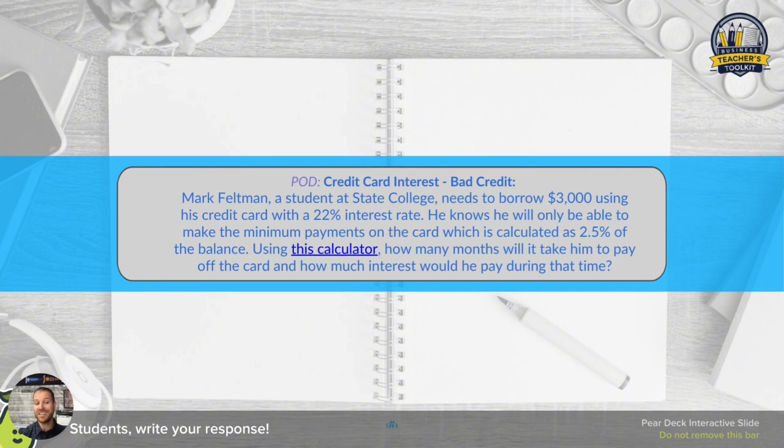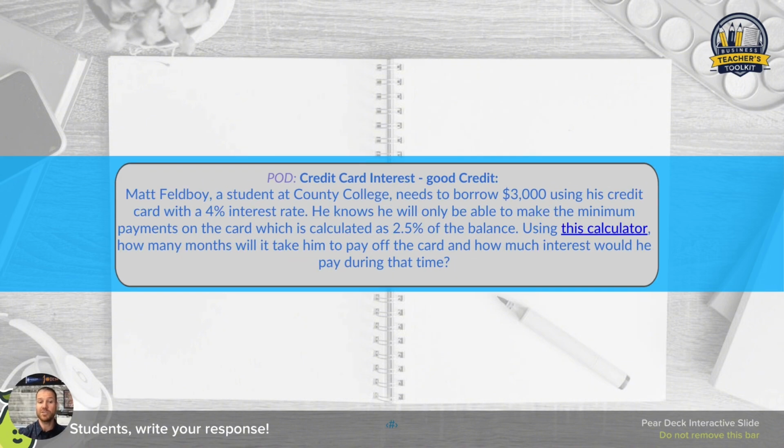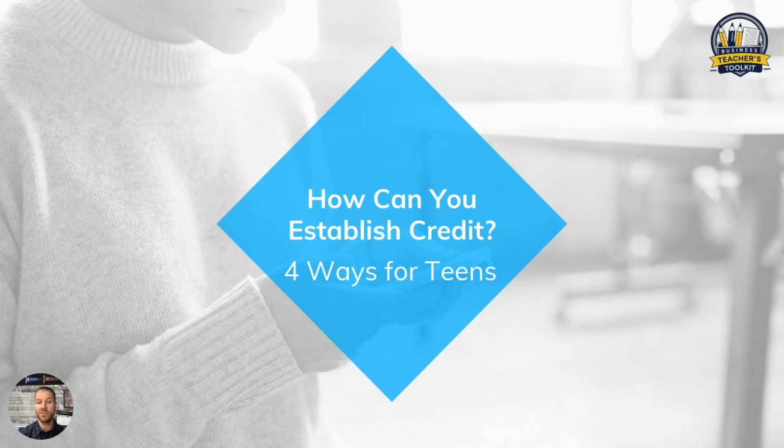I then use that exact same scenario with a lower interest rate of somebody that had better credit with a 4% interest rate instead of 22% to show the contrast between good credit versus bad credit and the impact that it has on even a small sum such as $3,000.